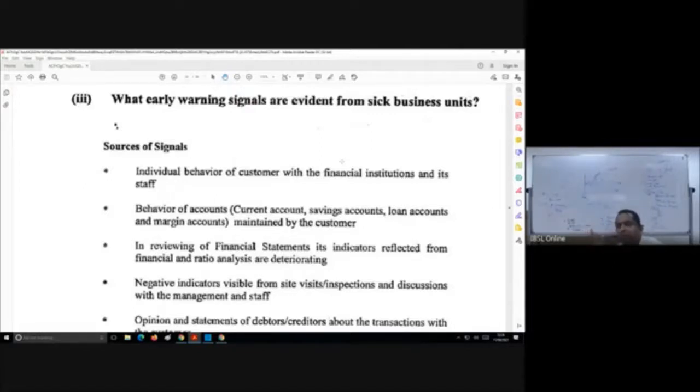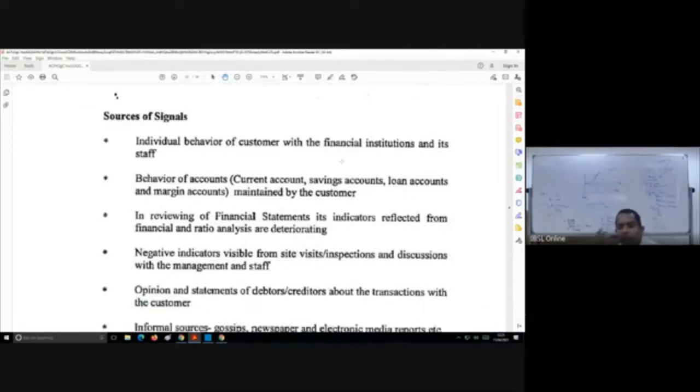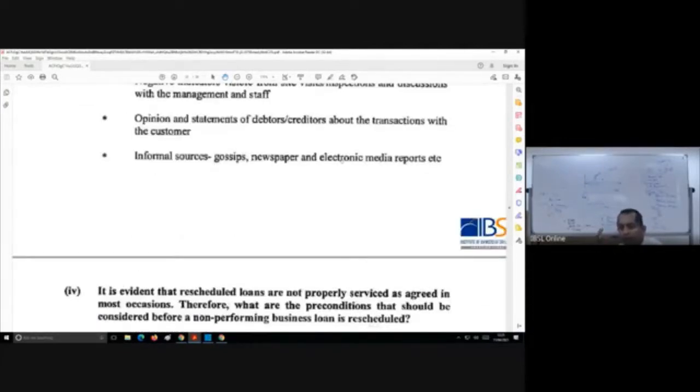Negative indication from the site visits. You visit, no production, staff is not there, goods are there, but no sales. Like that, you can have no raw material. Those kinds of things you can identify. Informal sources: early warning signals come firstly from the informal sources.